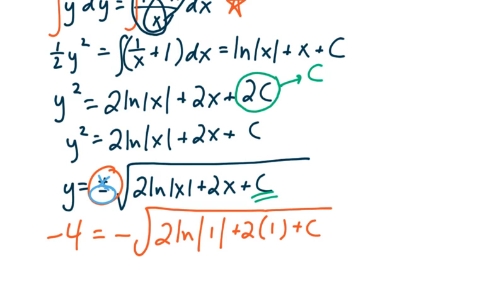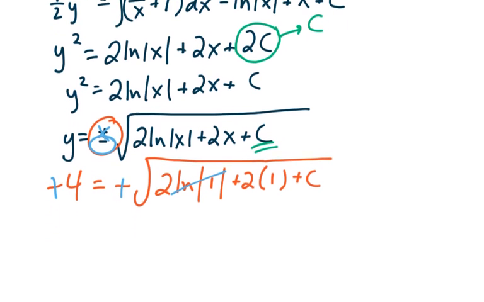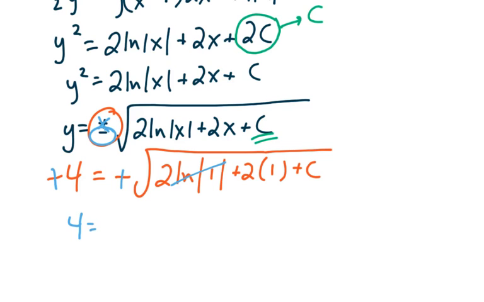Okay, c is the only variable left, so let's see if we can get it by itself. Hey, the ln of 1, folks, see ya. And then we can just multiply both sides by negative right away. So how about 4 equals the positive square root? Well, ln of 1 again is 0, times 2 is 0, so I just get 2 times 1 plus c. I want to do a little bit of algebra, maybe square both sides, and c should be 14.